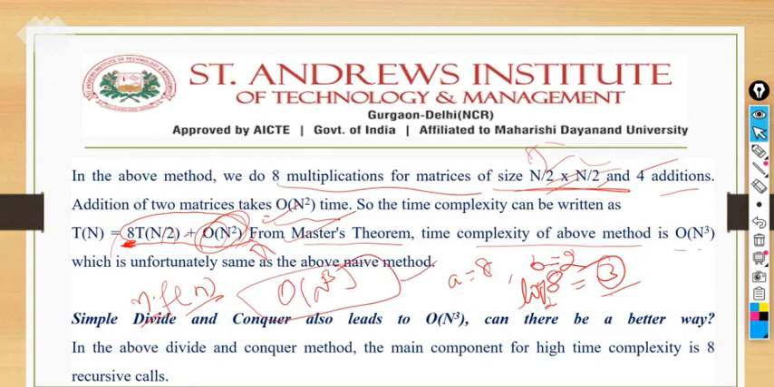So the upper bound we need to take is the worst scenario of the execution of the algorithm. So simple divide and conquer also leads to order of n cube. Can there be a better way in the above divide and conquer method? The main component for high time complexity is 8 recursive calls. There is no need to repeat the process again and again. There is a single functionality that needs to be applied, and it will execute the whole program in that manner.